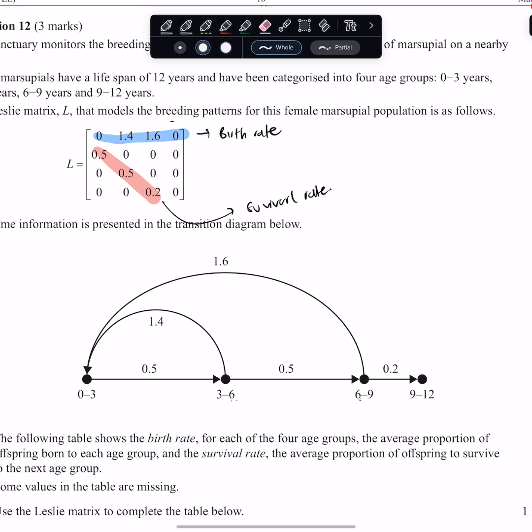Let's see it. We've got 4 age groups: 1, 2, 3, 4. I will probably do this for my own sake. This is 0 to 3, this is 3 to 6, this is 6 to 9, this is 9 to 12. And same for here: 3 to 6, 6 to 9, 9 to 12. I'm just trying to understand the diagram as well. Now it says here that the ones at the start, from 0 to 3, survive 0.5 to 3 to 6. Beautiful.